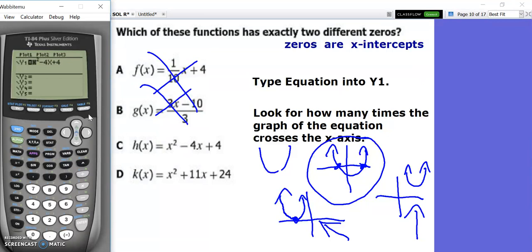And then you can either hit zoom fit or zoom standard. This will fit in the standard viewing window. If you hit zoom standard and it doesn't show it, you can always hit zoom fit and it'll show it somehow. But zoom standard is going to look best, so we're going to hit zoom 6.